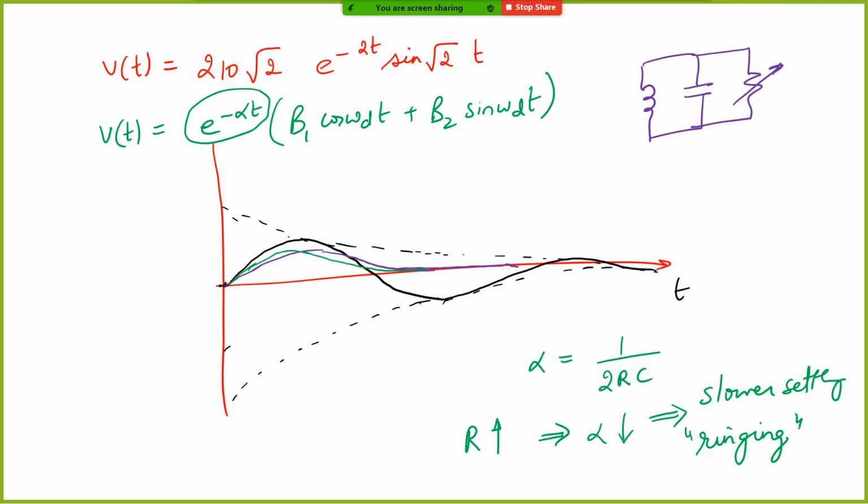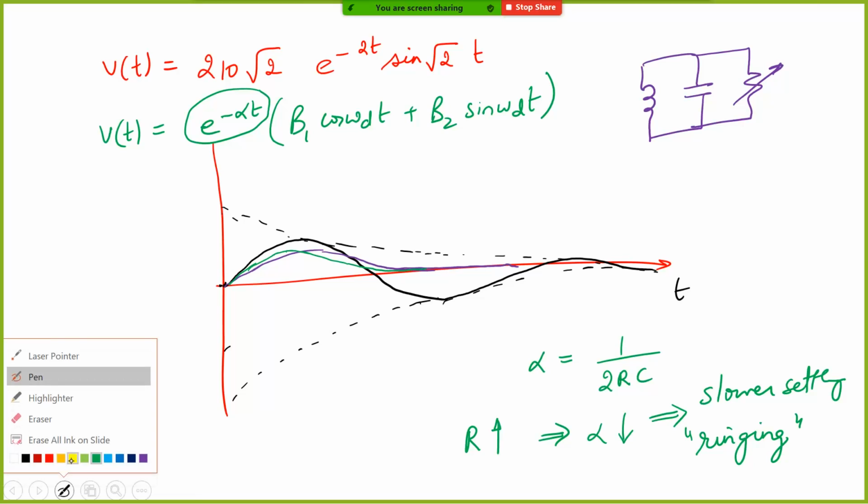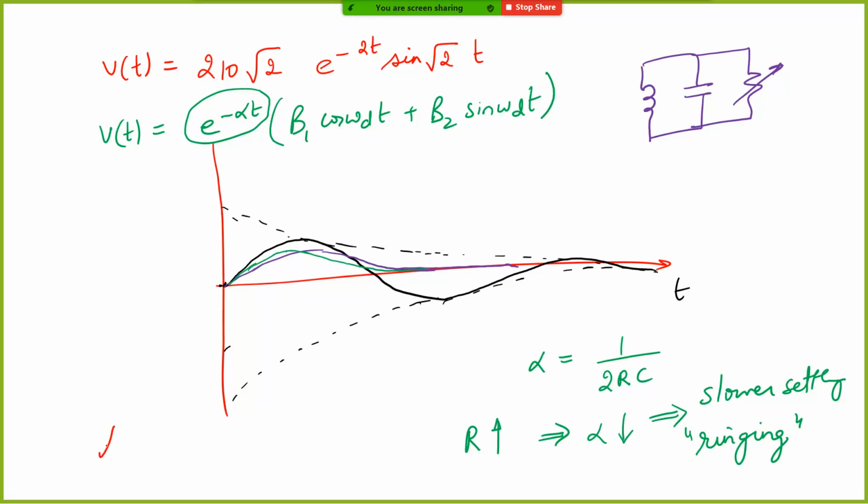Now if we were to plot for another value of alpha, which is lower, let's say alpha 2 less than alpha 1, then you will have probably something like this. It will take a much longer time to settle. Now you can notice this particular signal; let me clear it up and redraw it here.